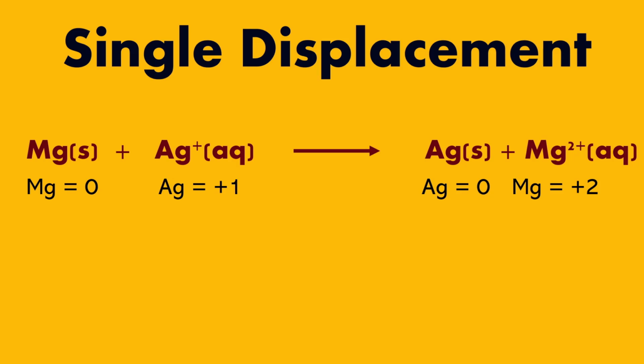And I've already put in the oxidation numbers for you. We know that we're going to have a redox reaction here. We already know that because the magnesium is losing 2 electrons and the silver is gaining an electron. And if you look at this, it looks like it's balanced as far as the elements go, because we have 1 magnesium on each side, 1 silver on each side.